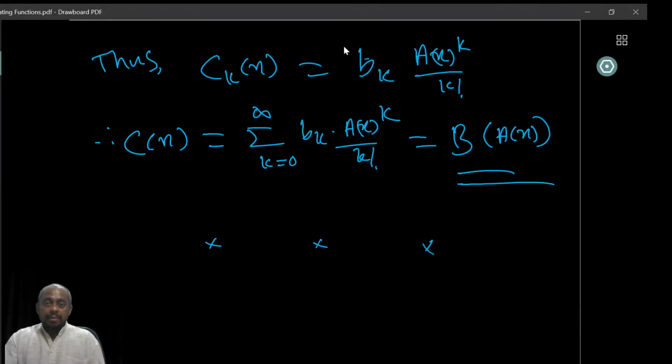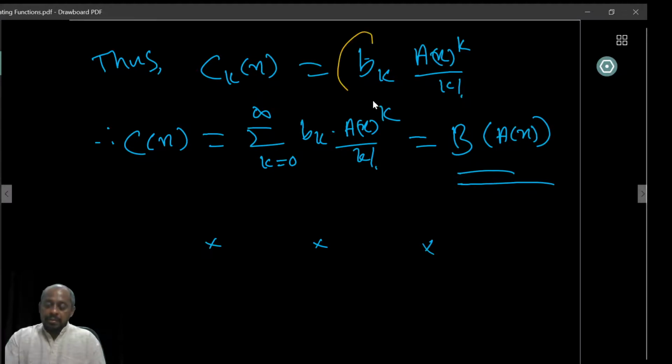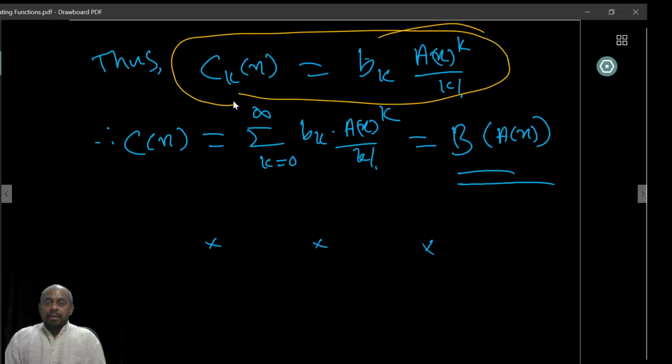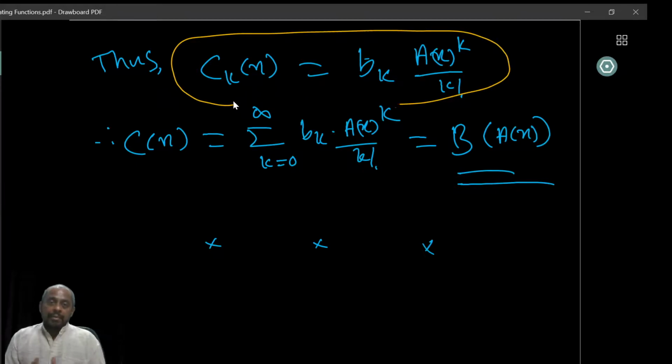because we have a k element set, which is the blocks. The k blocks form a k element set. So we put a b_k type structure there. So that is b_k times a(x) raised to k divided by k factorial. That is the composition generating function for splitting into exactly k blocks.